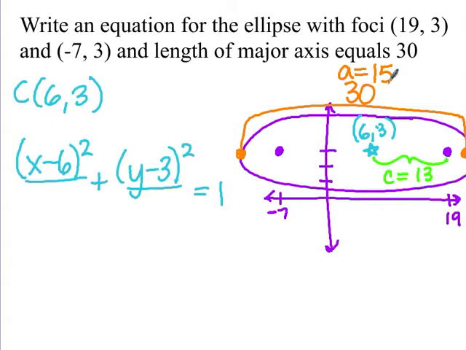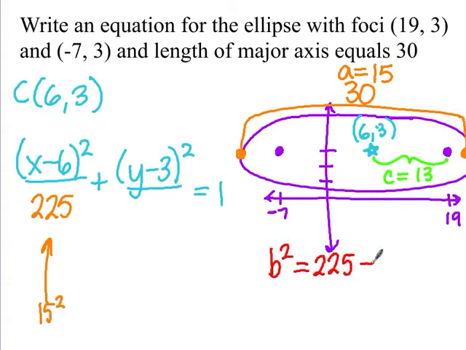Yes. A has to be 15 because A has to be half of that. All right, because they have to have 2 halves that are the same. So I know A is 15. So where am I going to put A squared? Under the X or under the Y? X. So I'm going to put 225. For those of you that are wondering, that's 15 squared. Okay, so now let's figure out what B squared is. B squared is A squared minus C squared. Well, what is C squared?